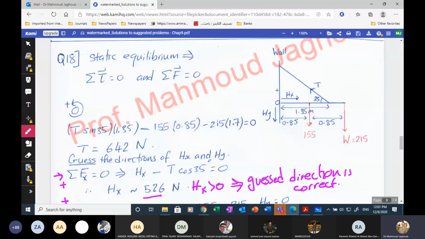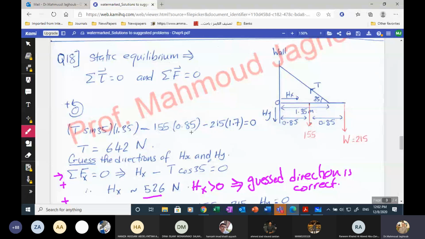Anyway, I don't know Hx, I don't know Hy, so the best thing to do is to take torque about this point, so that Hx does not appear in the torque equation and Hy also does not appear, because their torques about this point are zero. Why? Because their line of action goes through the point of rotation. Hx is really here and Hy is really here. So their torques are zero.